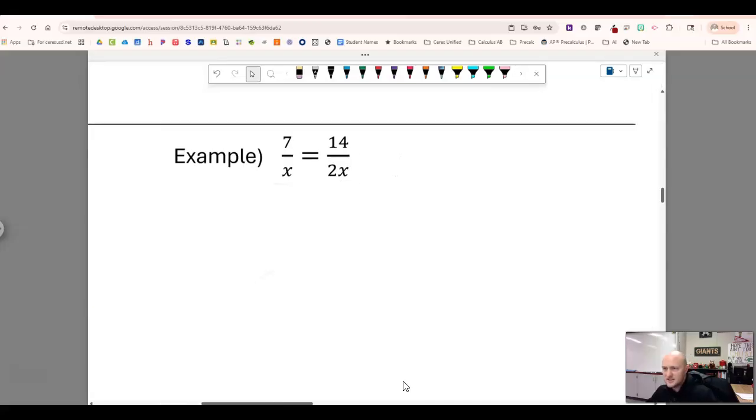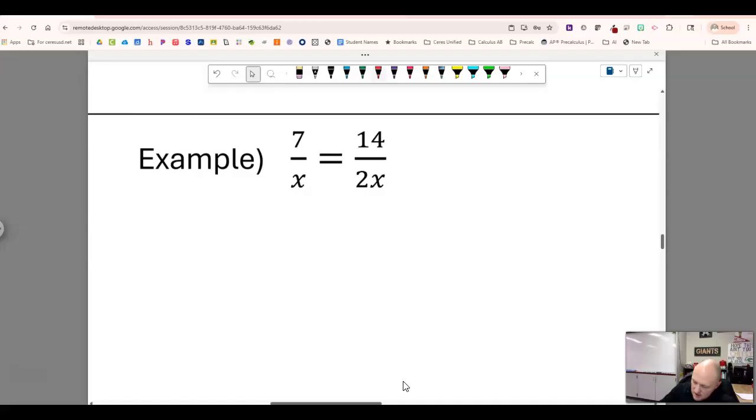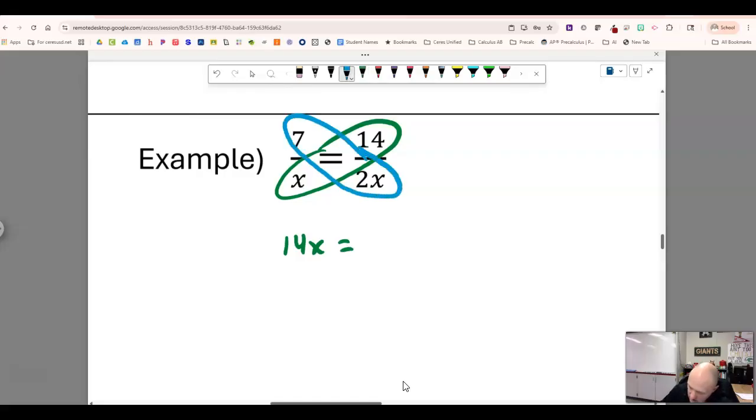All right, let's look at this example. 7 over x equals 14 over 2x. I'm going to cross multiply. I get 14x is equal to, over here, 7 times 2x gives me 14x. Hey, 14x equals 14x when? Always.